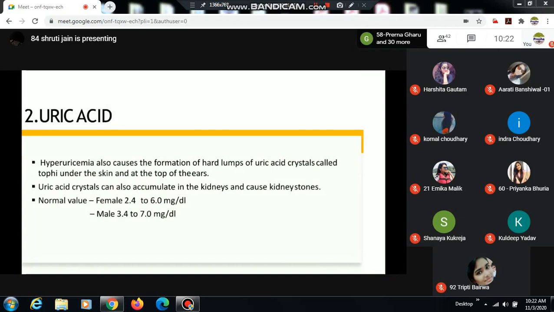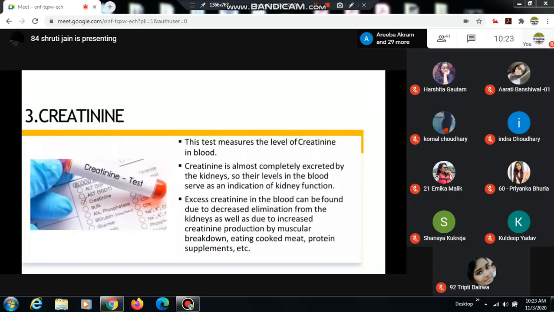Hyperuricemia also causes the formation of hard lumps of uric acid crystals called tophi under the skin and at the top of the ears. Uric acid crystals can also accumulate in the kidney and cause kidney stones. Due to excess uric acid, hard lumps start forming, uric acid crystals form tophi, and it creates kidney stones. Its normal value in females is 2.4 to 6.0 milligram per deciliter and in males is 3.4 to 7.0 milligram per deciliter.